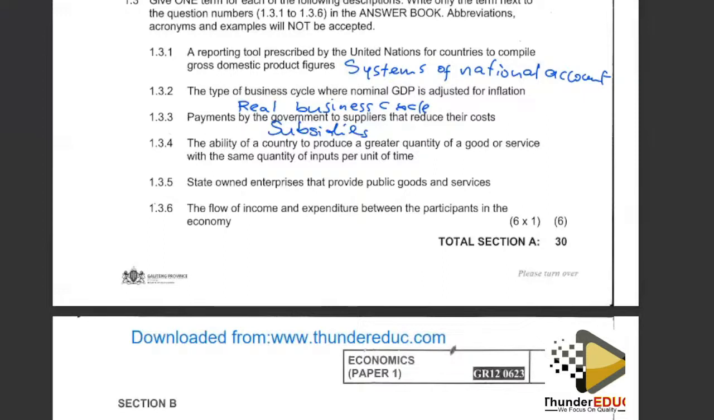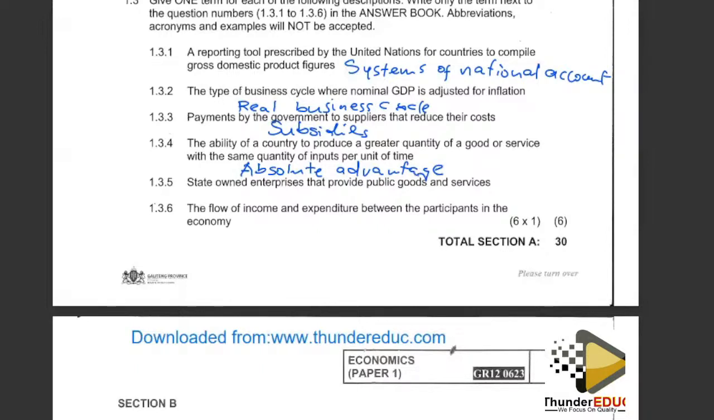The next question, we have 1.3.4. 1.3.4 reads as follows: the ability of a country to produce a greater quantity of a good or service with the same quantity of inputs per unit of time. So now remember, we have different sets: we have absolute advantage, comparative advantage. So in this regard, our appropriate answer is going to be absolute advantage. Okay, right, grade 12. So now let's move on to the next question.